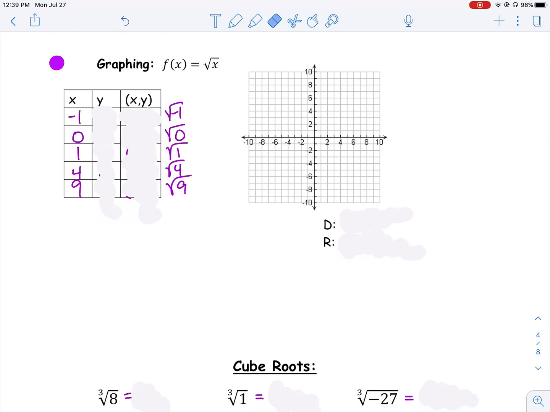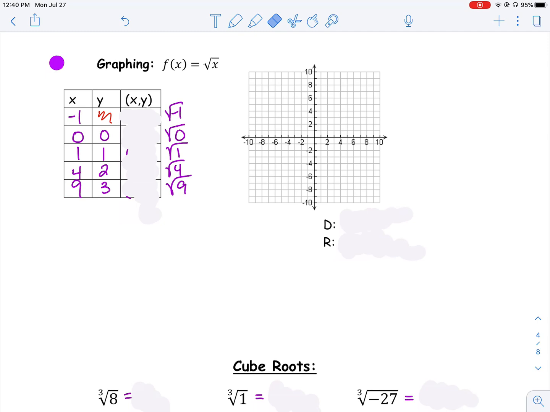Now, the square root of -1. What number times itself gives us -1? Well, remember, there is no number. Anytime I have a negative underneath the square root, I know that I have no solution. There is no way I can ever multiply two of the same number and ever get a negative value back. But the square root of 0 is 0. The square root of 1 is 1. The square root of 4 is 2. And the square root of 9 is 3.